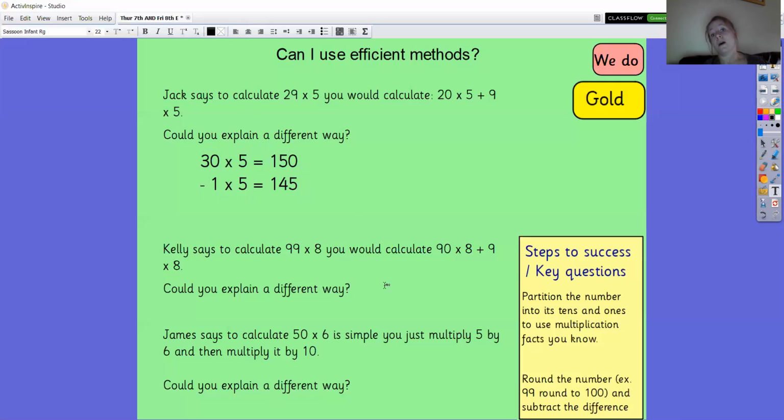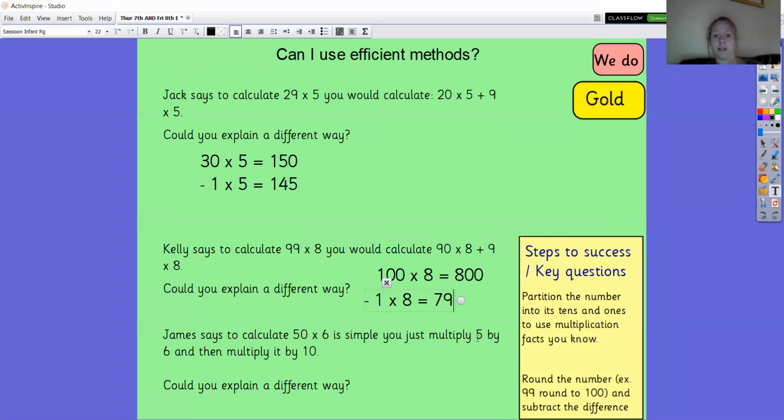Okay, so hopefully you've at least had a go at working out the answers to these sums using our partitioning grid method. And some of you might have had a little go at this one and decided to try, instead of doing 90 times 8 and then 9 times 8 and adding those together, which is Kelly's way, you might have said, right, okay, I'm going to have a go at doing 100 times 8, because I'm super good at multiplying by 100, and I just know that's 800.